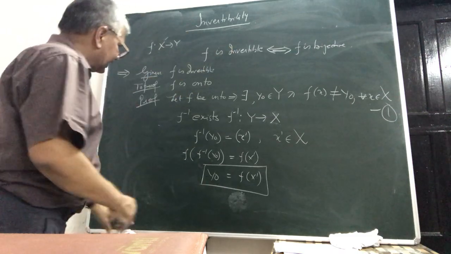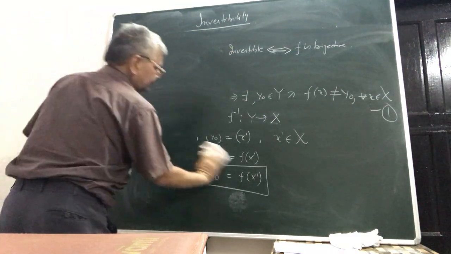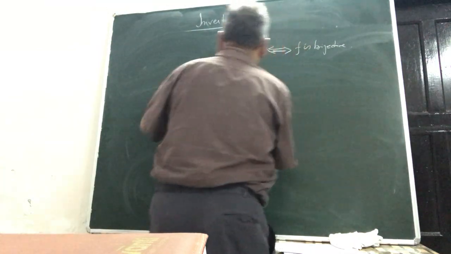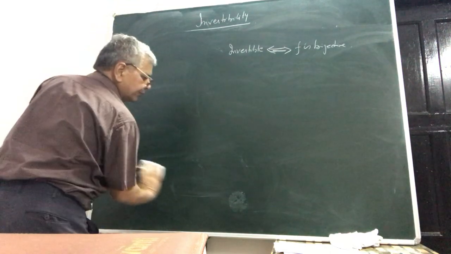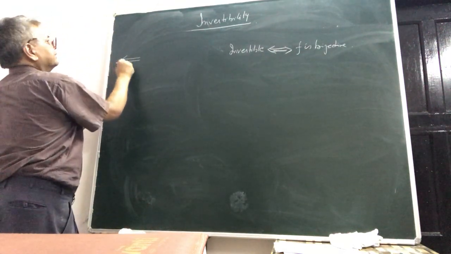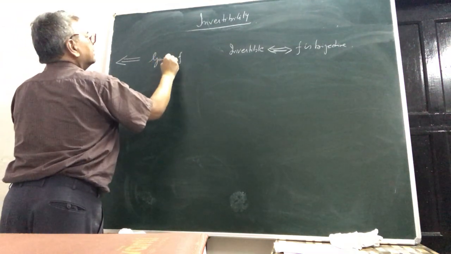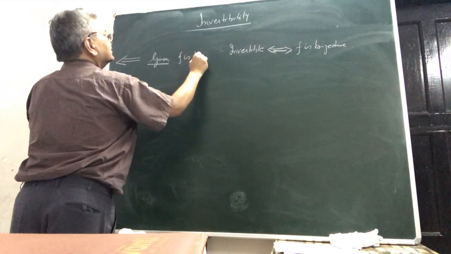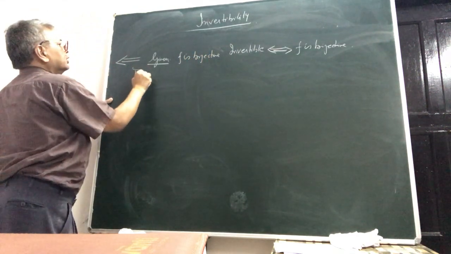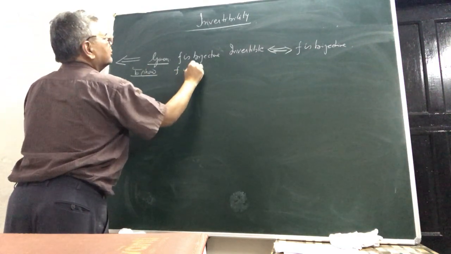Now we will prove the other side. For proving the other side, what will we assume? This time we will assume that f is bijective, f is 1-1, onto. Okay, so now we will give the proof for this side. So given is what now? f is bijective. And what we have to show? To show, yes, f is invertible.